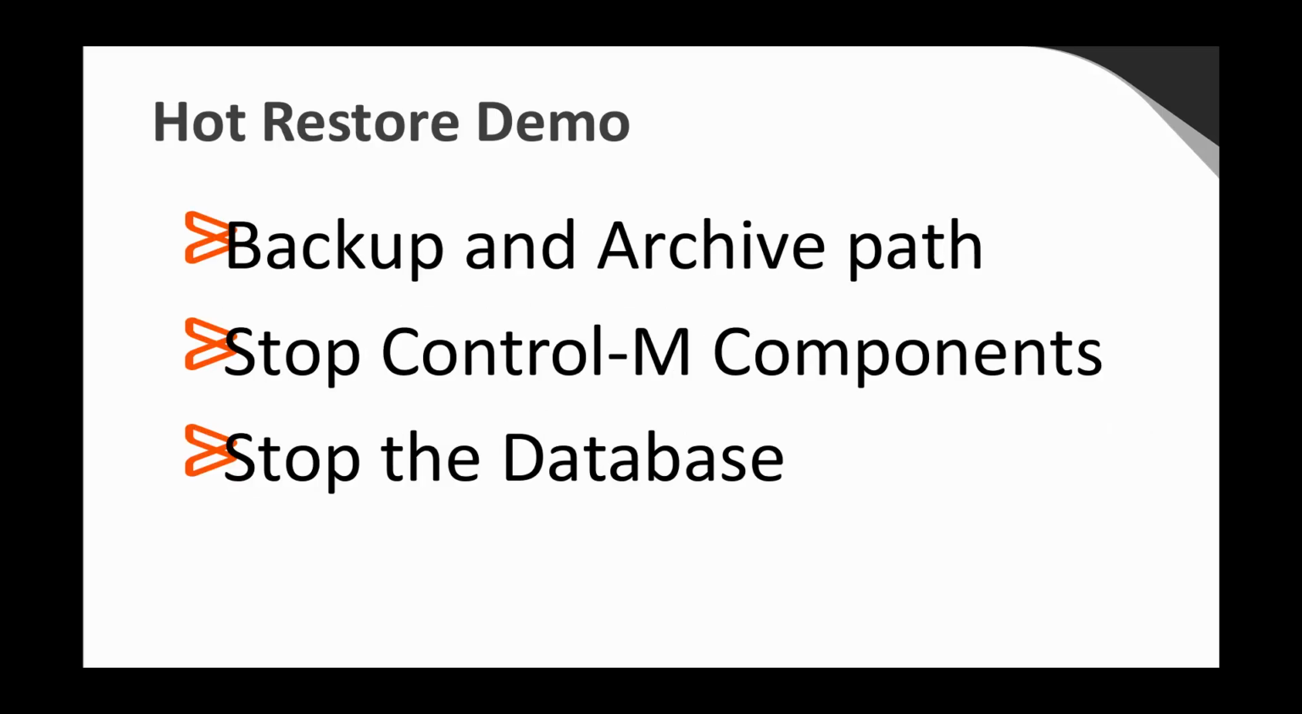Now, to restore a hot backup, what do we need? We need to know the path that we used when we first set the archive mode to on, and the path that we passed to our hot backup, in the previous slide. We also need to stop Control-M and its components. Don't forget that.